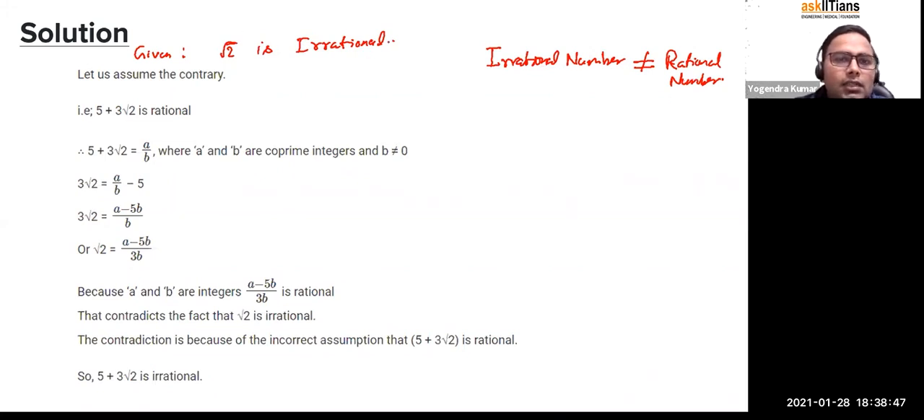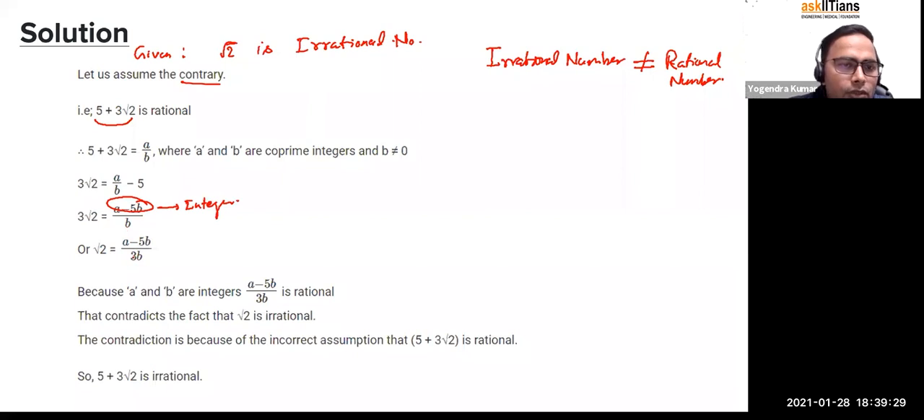Okay, let's assume this is rational. But you need to remember that we need to prove it is irrational; we are just starting with the contrary. So a by b, instead of p by q, we can assume a by b also, where a and b are co-prime integers, b is not equal to 0. So can we bring 5 here? Now we did this operation: a minus 5b. As we know, a is an integer, b is an integer, so 5 times b will also be an integer, and the subtraction of two integers is always an integer.